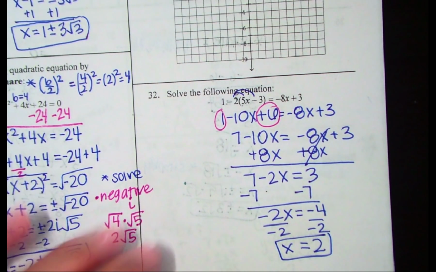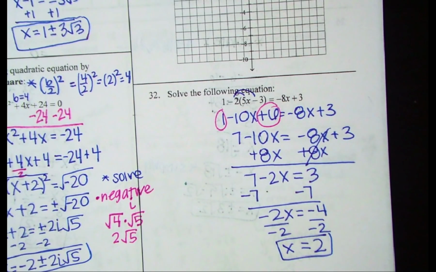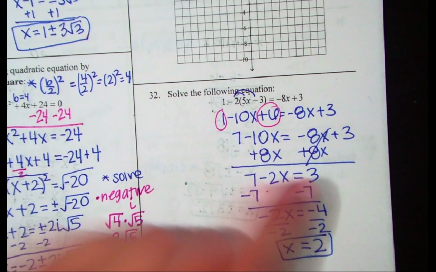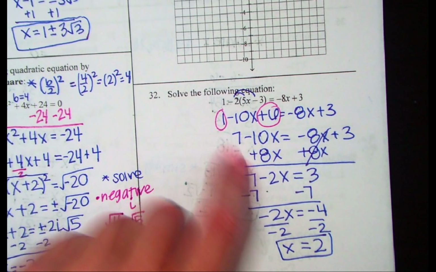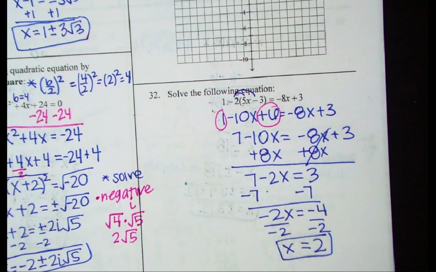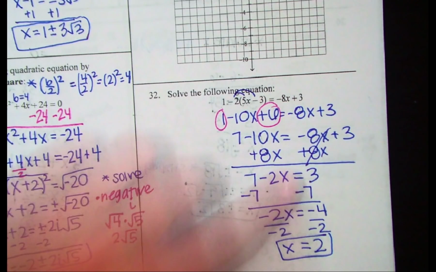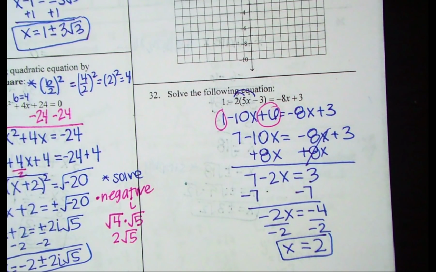So you're always going to get rid of those parentheses first. You're going to combine like terms. You're going to move all your x terms to one side and all the regular numbers or constants to the other side. You use inverse operations and be very careful when you are working with your integers. All right, good work, you guys.